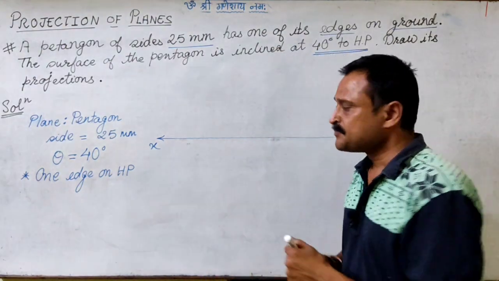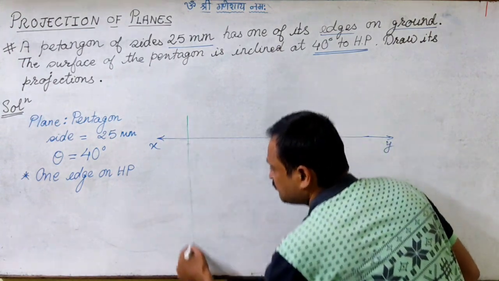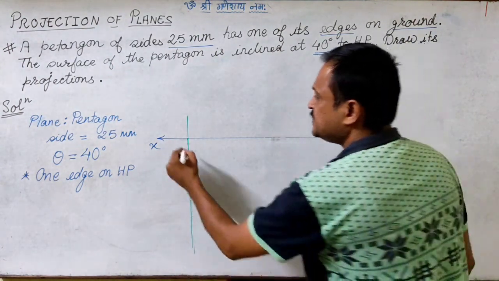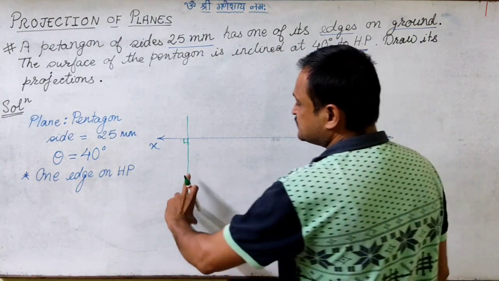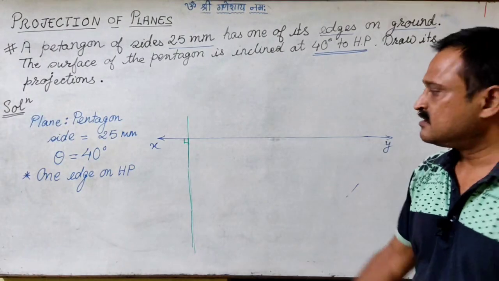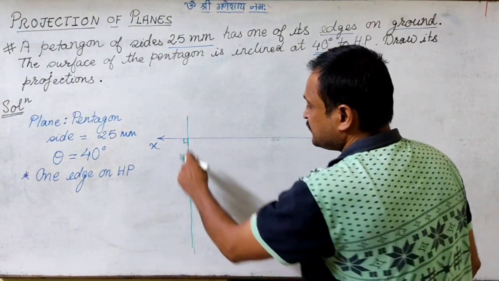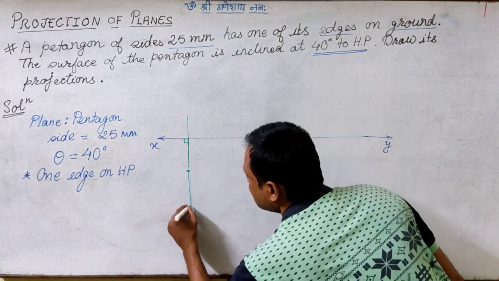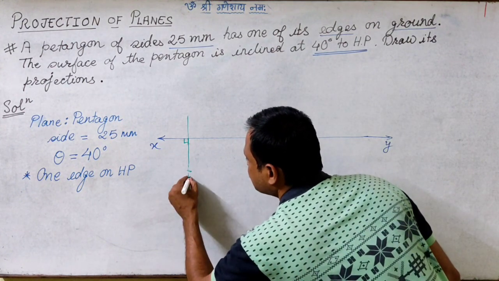So first, we will draw one projector perpendicular to the XY. Fine. So now we will draw one side of the pentagon on this projector. Now that this length is given to me as 25, so I will mark this length 25.